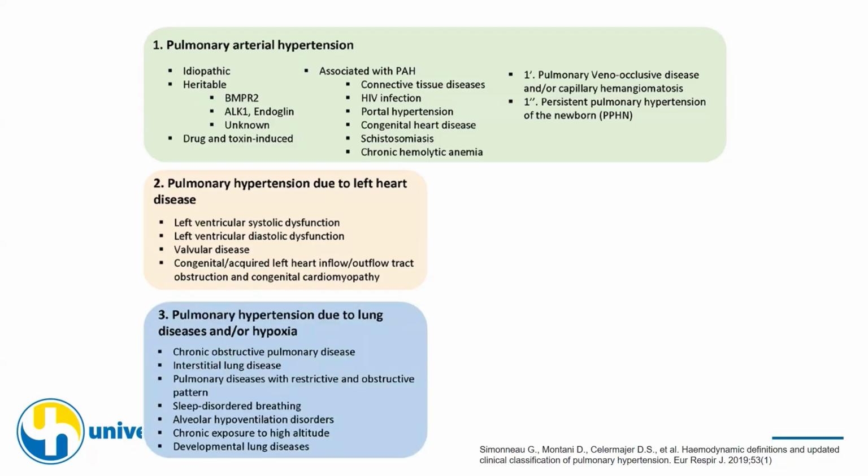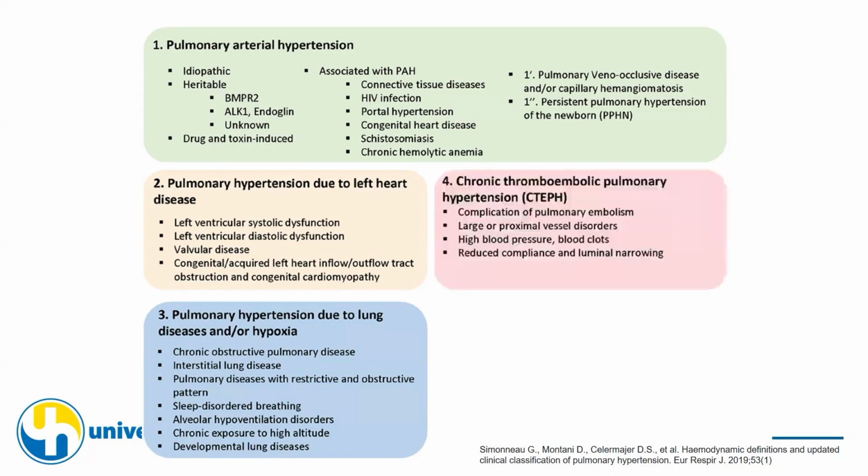So here, COPD and ILD are the most common causes. I also refer all my patients to the sleep clinic because sleep disordered breathing or sleep apnea can cause pulmonary hypertension. And alveolar hypoventilation disorders is right down here. So like OHS can cause pulmonary hypertension as well. So I refer all my patients with pulmonary hypertension to the sleep clinic for a sleep study. And then group 4 is chronic thromboembolic pulmonary hypertension, which is a complication of pulmonary embolism.